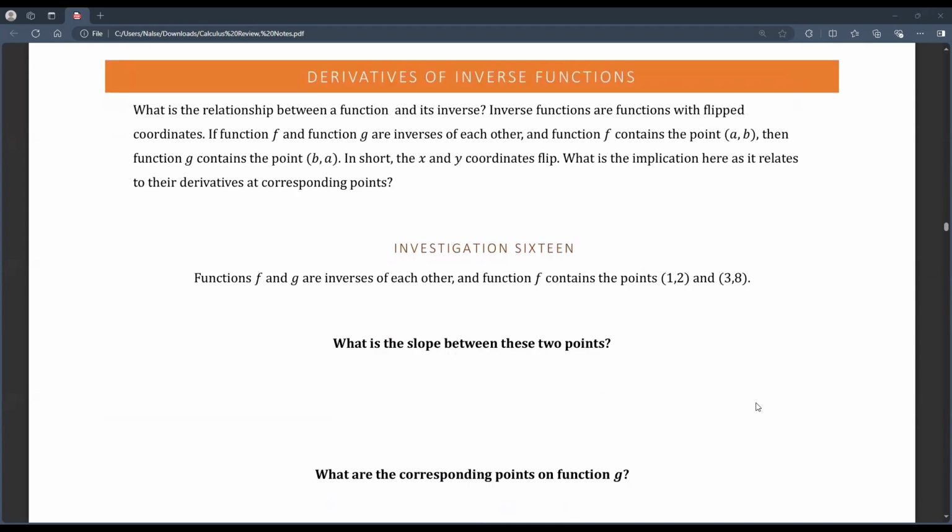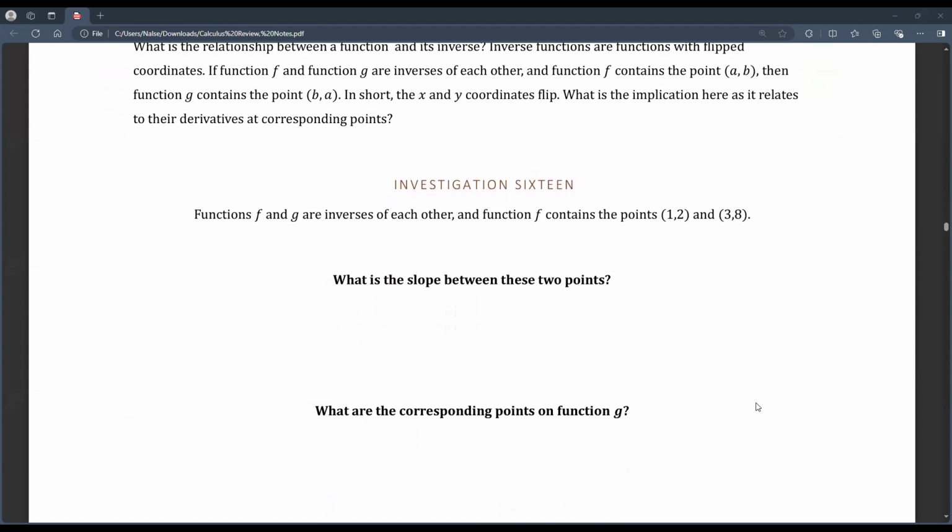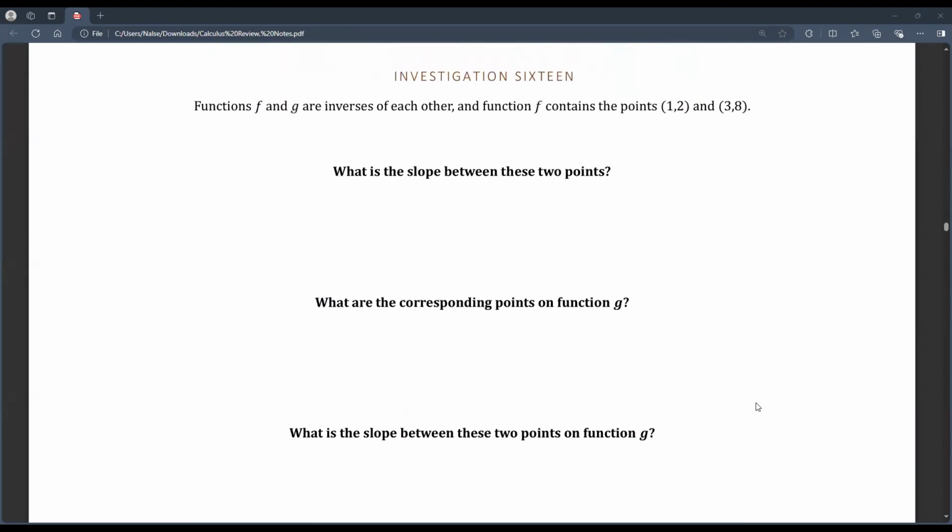Lastly, we will now discuss the derivatives of inverse functions. But first, how are inverse functions related to each other? You should remember that inverse functions are functions with flipped x and y values. Investigation 16 tells us that f and g are inverse functions. Let's use the given points on f and find the slope between them. The slope between these points is 3.